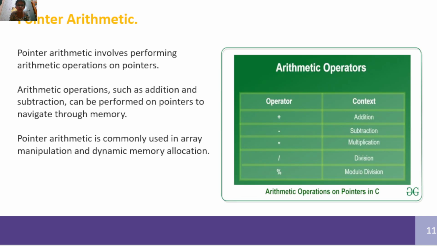Next we have pointer arithmetic. Pointer arithmetic involves performing arithmetic operations on pointers. Arithmetic operations such as addition and subtraction can be performed on pointers to navigate through memory. Pointer arithmetic is commonly used in array manipulation and dynamic memory allocation.